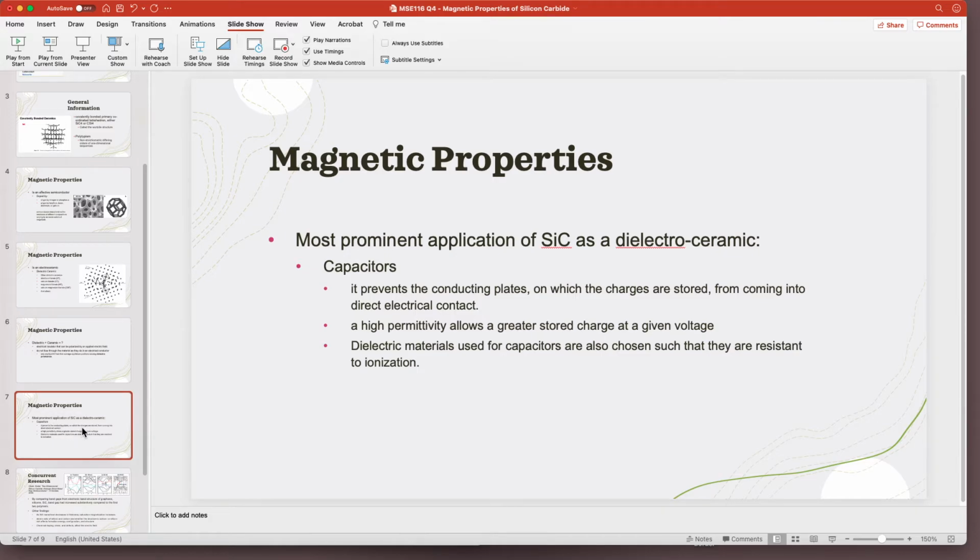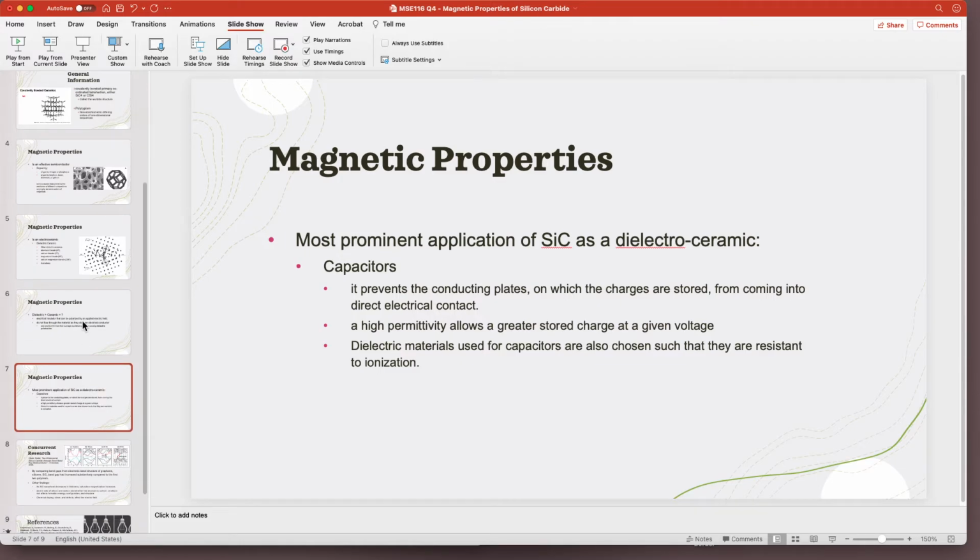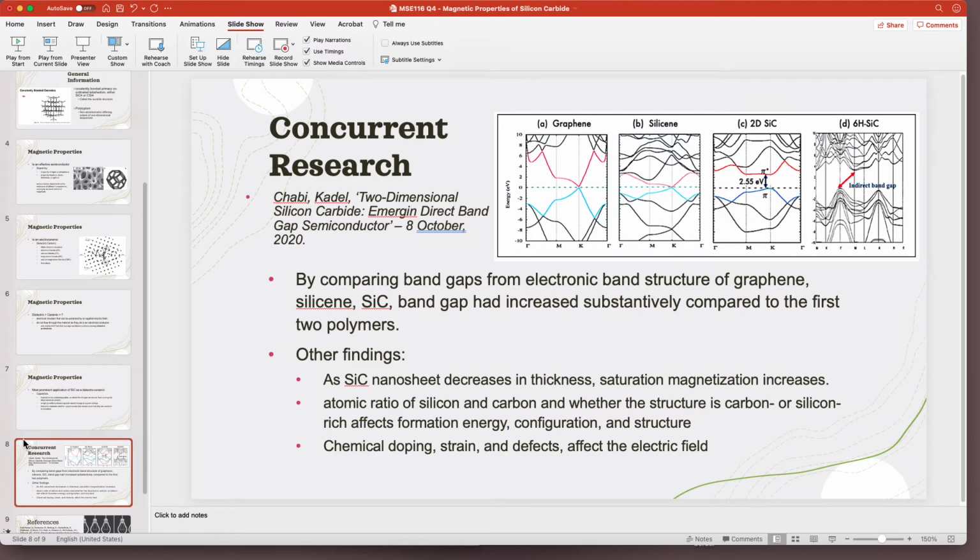In silicon carbide, there are many researchers that fixate on its magnetic properties and hardened tenacity against handling otherwise unsavory properties and thermochemical conditions, such that it has invited quite the large accrual of research for its electromagnetic properties and applications within and across the industry. Such as with Chabi Kadel's paper, Two-Dimensional Silicon Carbide, the Emerging Direct Band Gap Semiconductor.